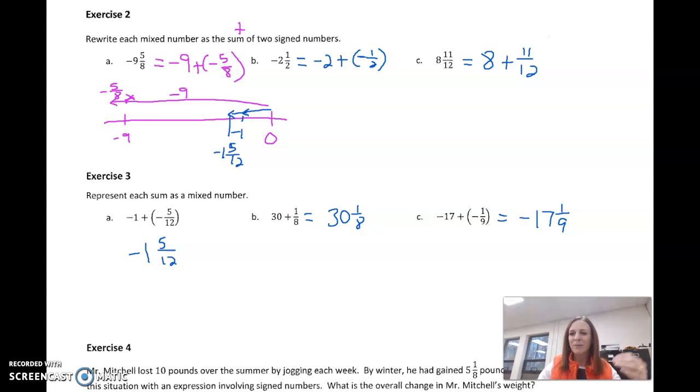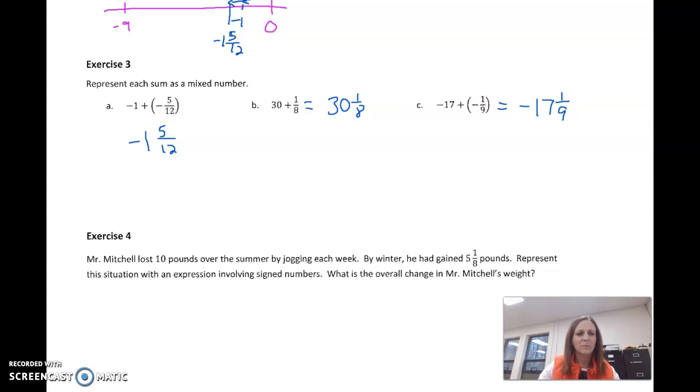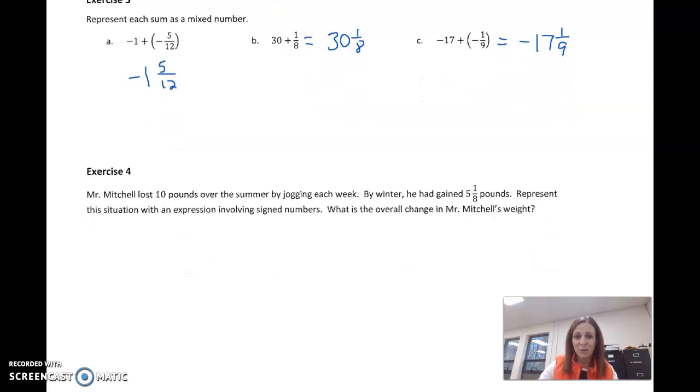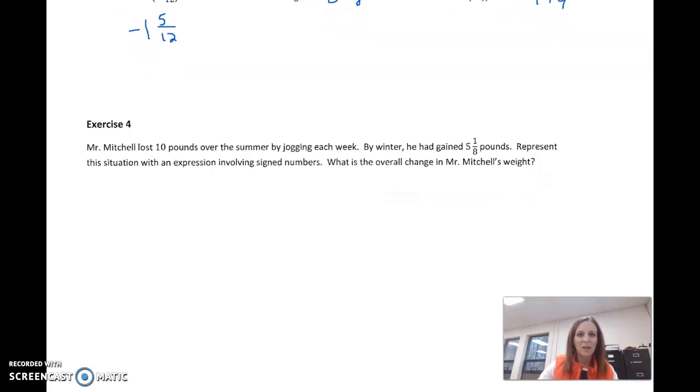Okay, so let's kind of wrap things up and take our properties and take this idea of mixed numbers and see what we can do with it. Mr. Mitchell lost 10 pounds over the summer by jogging each week. But by winter, he had gained 5 and 1/8 pounds. Represent this situation as an expression involving signed numbers. Again, signed numbers are just a positive number or a negative number. And then we want to find his overall change. Well, if he lost 10 pounds, I'm thinking that's a negative 10. If he gained 5 1/8 pounds, then I'm thinking I need to add 5 1/8 to that. Right? That's an expression, no equal sign.